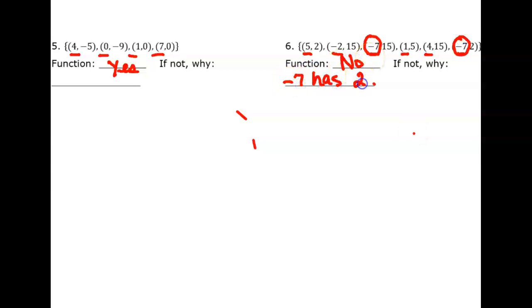So now looking at example number 5, I've got a 4, a 0, a 1, a 7. So that actually would be considered a function because they're all different. Each input has only one output. But if I look at number 6, I've got the 5, -2, -7, 1, 4, -7. This -7 has an output of 15. This -7 has an output of 2. So this is not a function, and it's not a function because -7 has 2 different outputs.